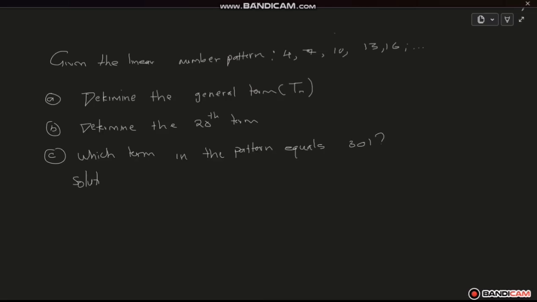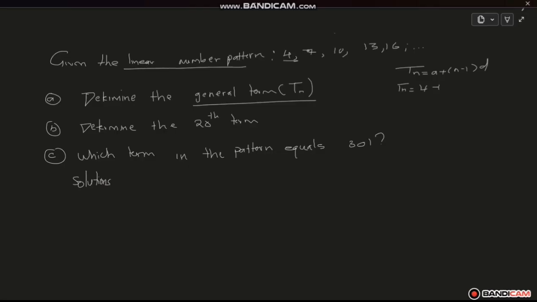Let's write our solutions. We are given whatever we are given there. So we look for a general term, that's Tn. This is linear, therefore you use Tn equals a plus (n minus 1)d. Therefore, what's the value of a? We are given the value of a as 4.